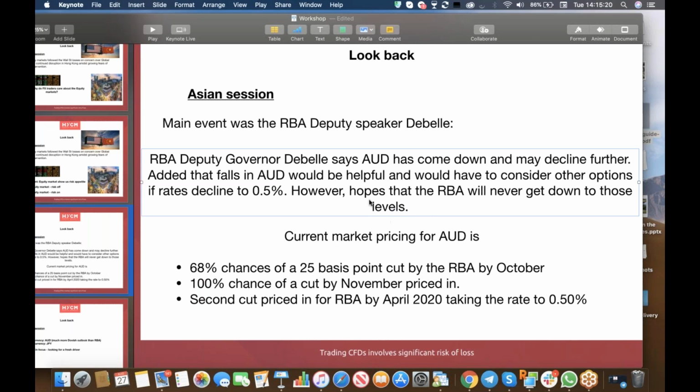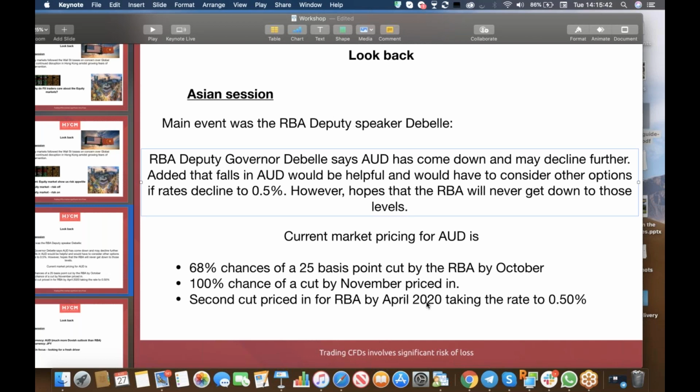So the current market pricing for the Australian dollar is as follows. There's a 68% chance of a 25 basis point cut by the RBA by October, okay? So that means that by November, there's a 100% chance of a rate cut, and there's a second cut priced in for the RBA by April 2020, taking the rate to 0.50%.